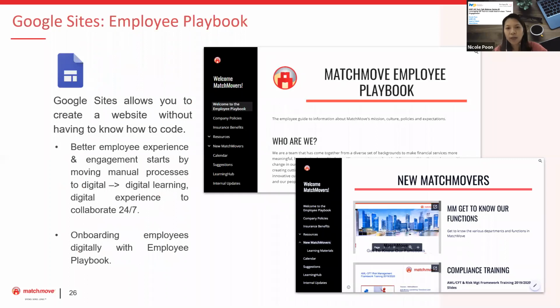When I first joined MatchMove, there was no good process for employee orientation. We did not even know where to get information for company policy, leave application, training, and relevant documentation, you name it.